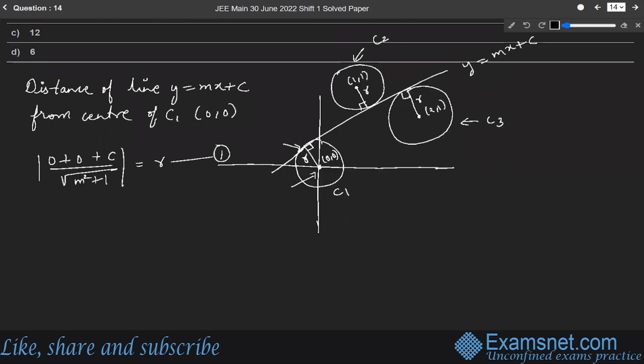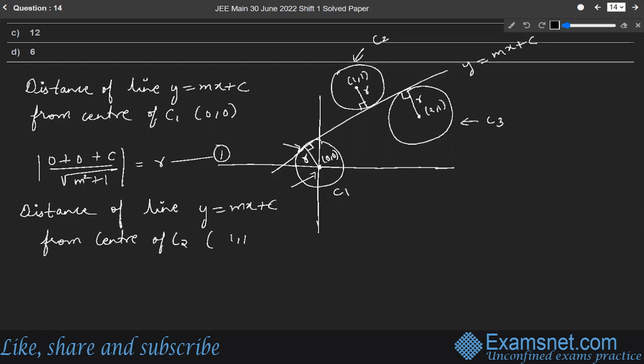Similarly, we will calculate the distance of the line from the center of C3 and from the center of C2. So the distance of the line y is equal to mx plus c from the center of C2. What is C2? The second circle. So what is the center of C2? It is (1, 1). Again, this is also a perpendicular distance. So it will be mod of (m minus 1 plus c) divided by under root of (m square plus 1). It is also equal to radius, right?